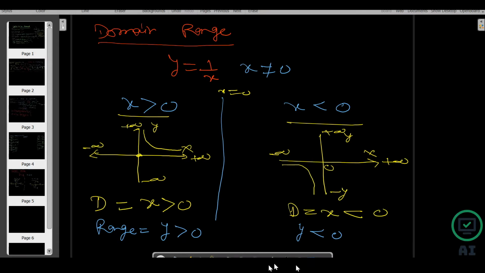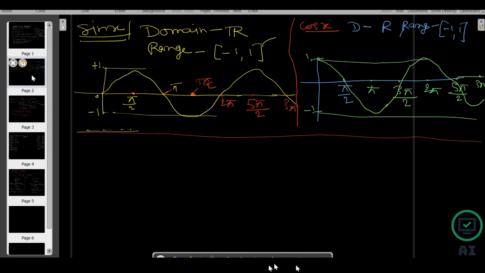I hope you would have understood how to calculate domain and range and what is the actual meaning of domain and range. So having understood this one, let's go to the next concept and understand this same concept on the trigonometrical functions. Let's take the trigonometrical functions sin x and cos x, because these are the base for all the trigonometrical functions like tan x, cot x, sec x, cosec x.